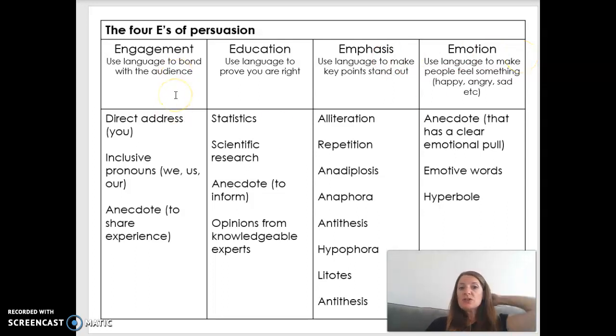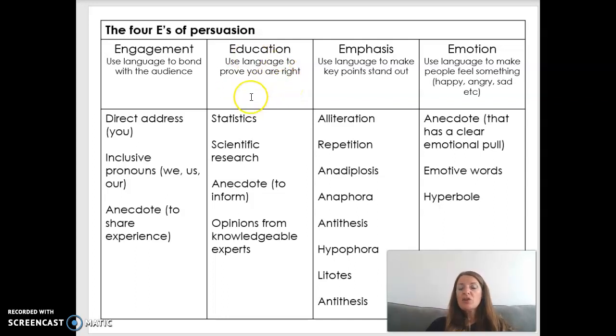Firstly, you want to use language to help you bond with the audience. Direct address, saying you. Inclusive pronouns like we, us and our. An anecdote to share your personal experience. Education, I guess we would call that logos as well. Language to prove you are right.